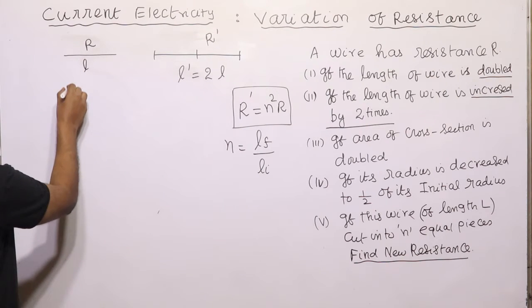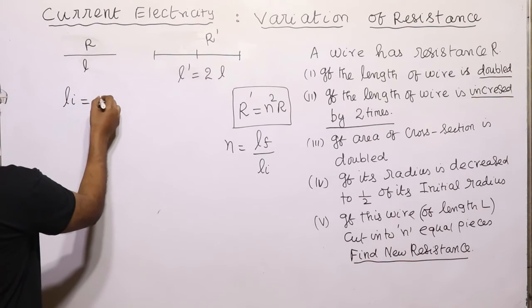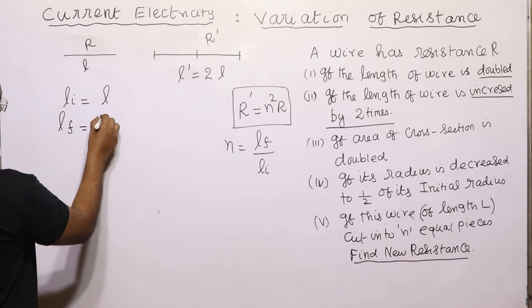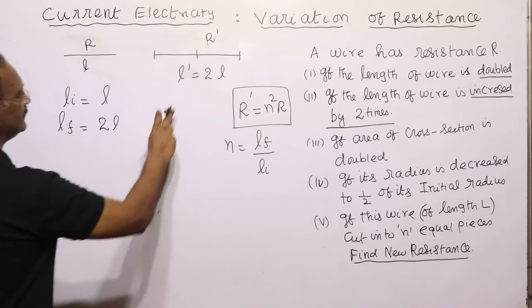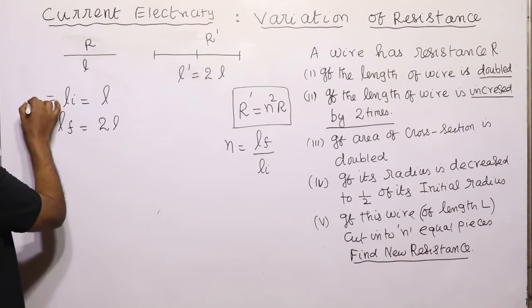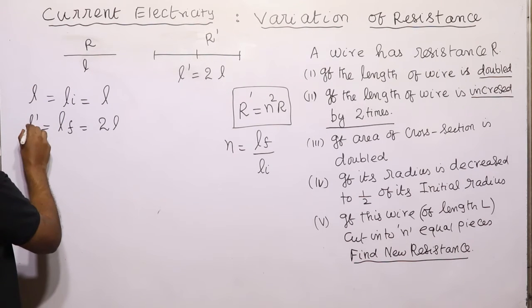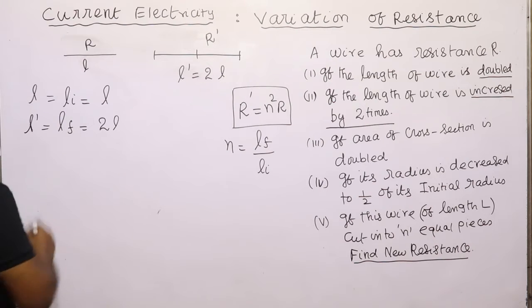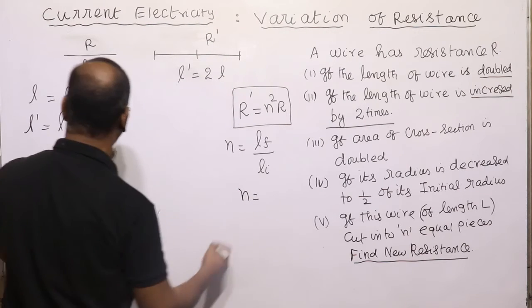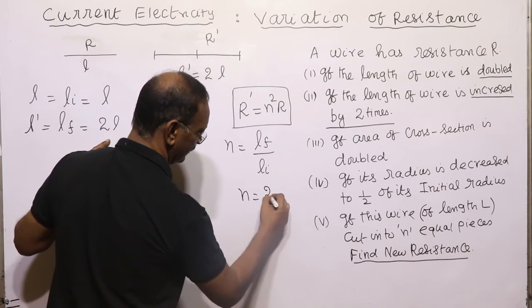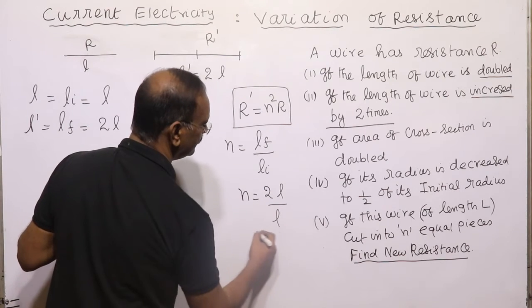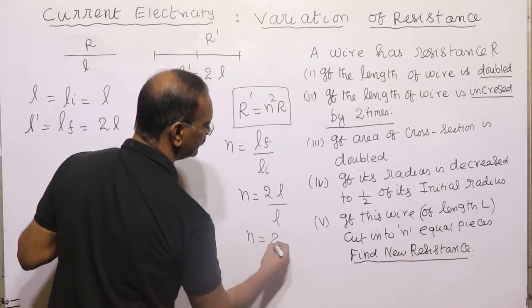Here length initial is equal to L, and length final is equal to 2L, because length final is L dash. That is L initial, L final. So what is N? N is equal to L final divided by L initial, which is 2L divided by L. N is equal to 2.